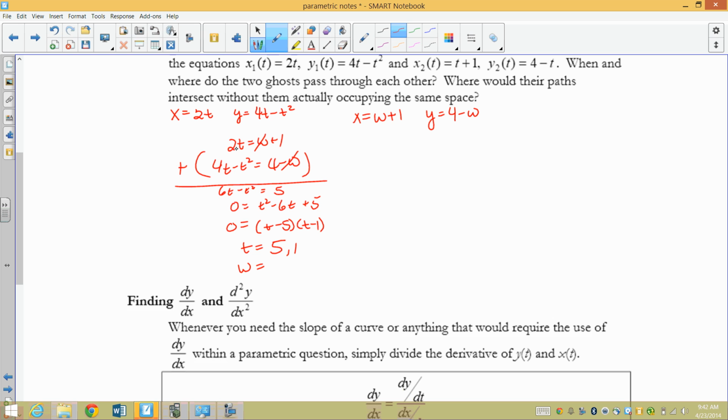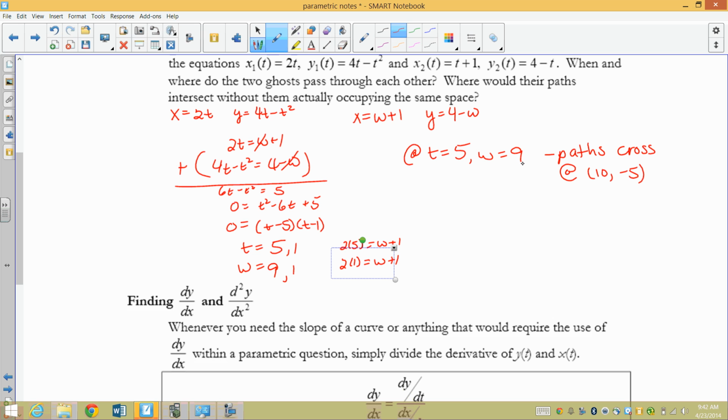And then w: 2t equals w plus 1, so 2 times 5 equals w plus 1. When t is 5, w would have to be 9. And 2 times 1 equals w plus 1, w would equal 1. So, at t equals 5, w equals 9, that means their paths cross. Now, where do they cross? Well, if t equals 5, t belonged to the first pair. At t equals 5, x is 10, and y is 20 minus 25, negative 5.